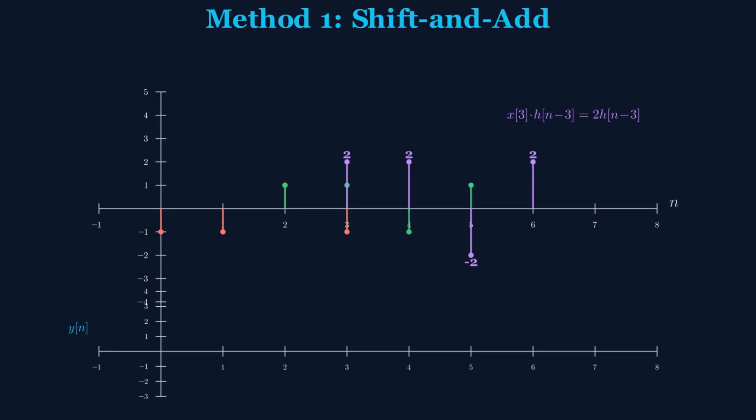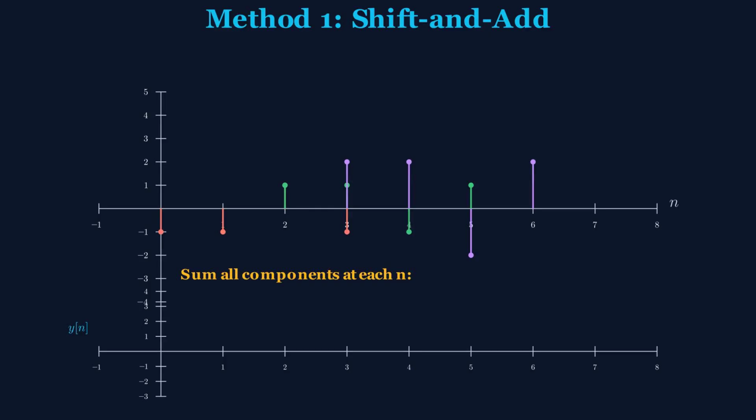Finally, x of 3 equals 2. We shift h right by 3 and scale by 2 to get 2h of n minus 3: 2, 2, -2, 2 at positions 3 through 6. This component is shown in purple.